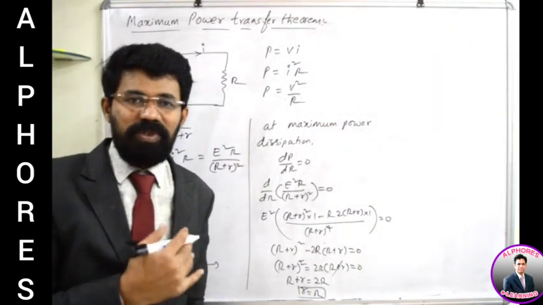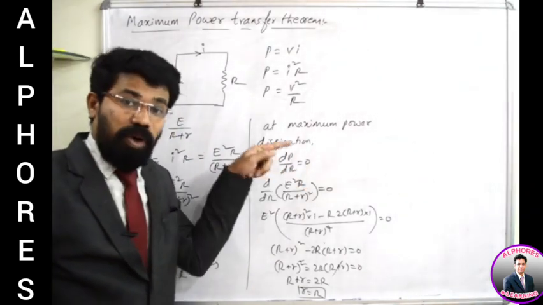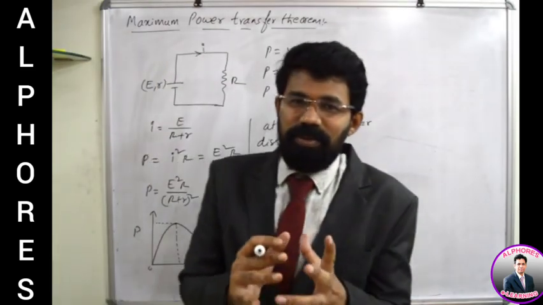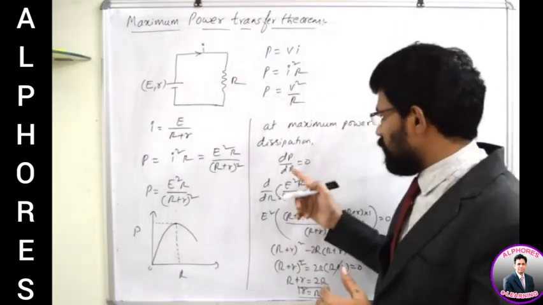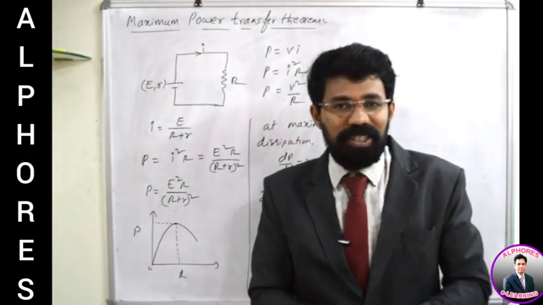Internal resistance is equal to external resistance. It means dP by dR equal to 0 is possible at small r equal to capital R. If external resistance is equal to internal resistance, then dP by dR will be 0. If dP by dR is 0, what does it indicate? It indicates maximum power transfer.